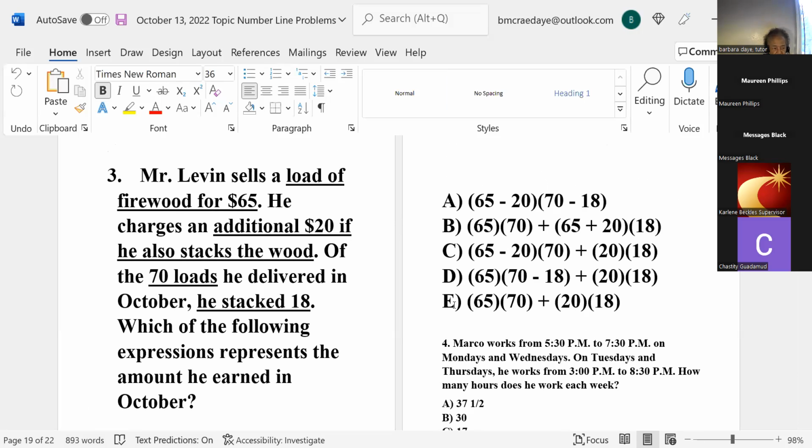Which expression represents what he earned in October? Now he's earning from what? The loads he delivered and for his stacking fee. So he has a stacking fee and he has a load fee. And they must be added together to get his earnings for the month. So what would be your answer?